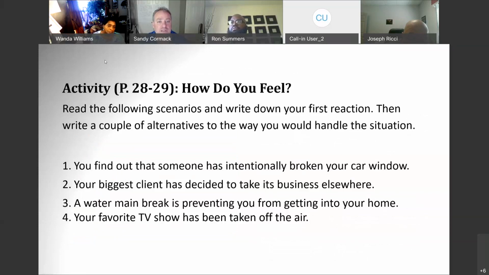On page 28 and 29, how do you feel? So we're going to go through each one of these following scenarios, and I want you to express your first reaction and then come up with some alternatives, thinking about how you feel, why you feel that way, and then come up with a couple of alternatives to the way we would handle the situation. The first one, you find out that somebody has intentionally broken your car window. What's your first reaction?